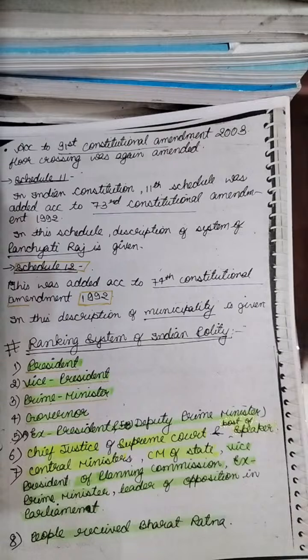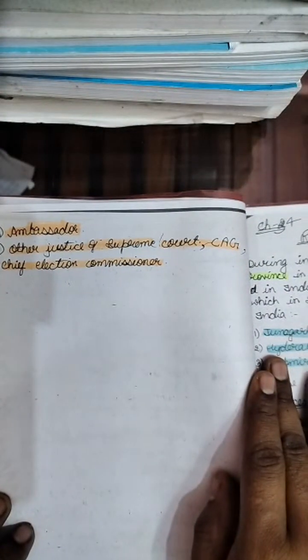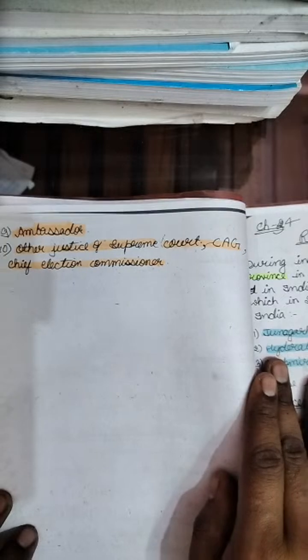President, Vice President, Prime Minister, Governor, ex-president, deputy prime minister, Chief Justice and Speaker, central minister, CM of state, vice president of planning commission, ex-prime minister, leader of opposition in parliament. People who receive Bharat Ratna, ambassador, other justice of Supreme Court, CAG, Chief Election Commissioner.